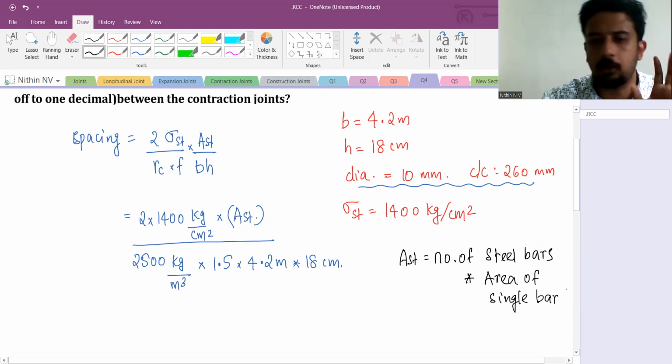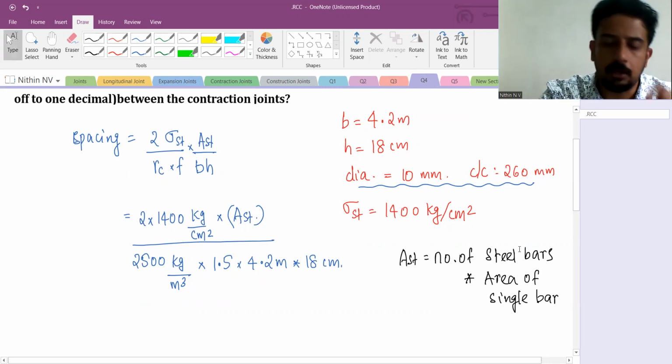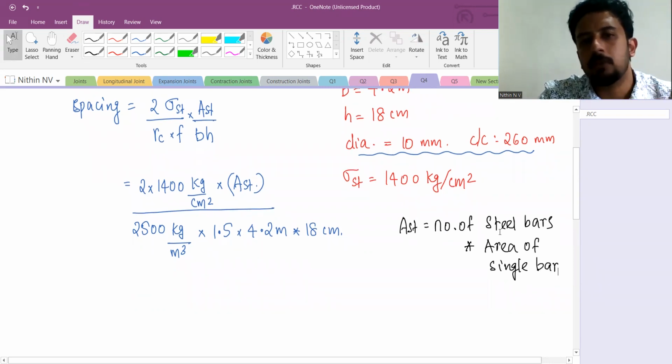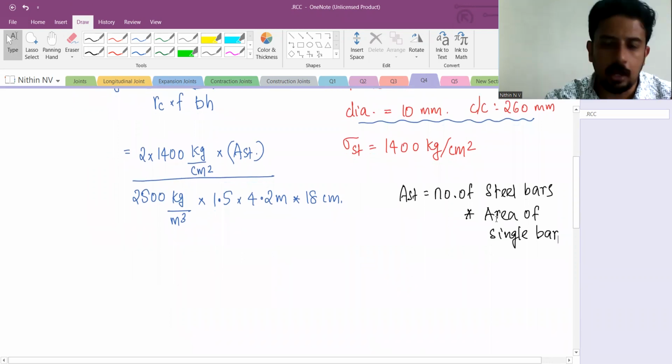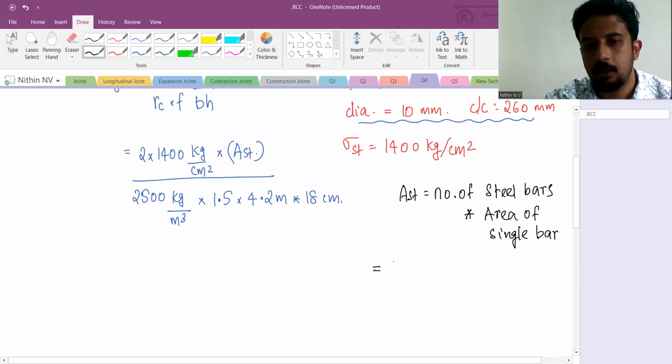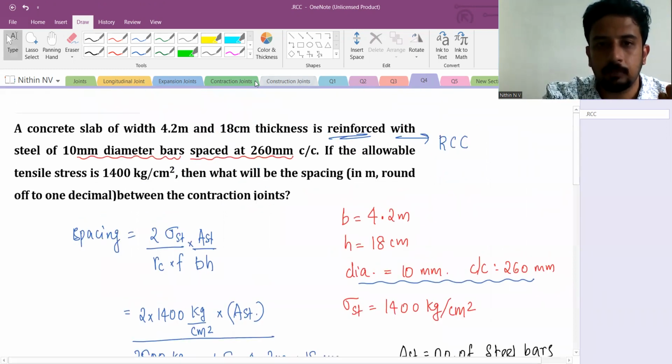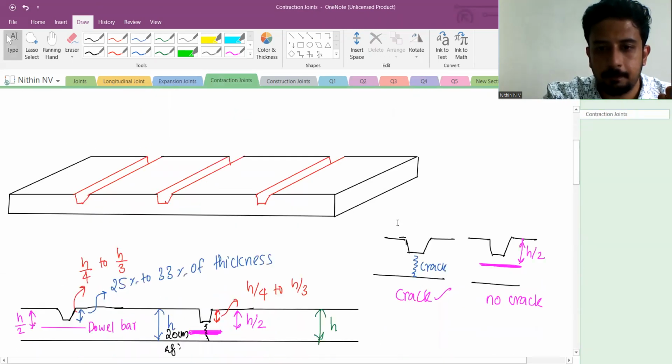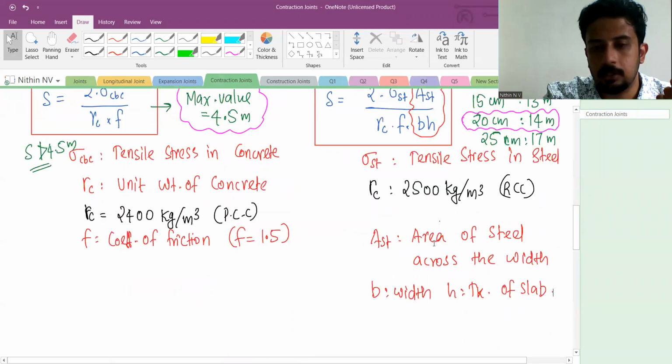But mostly they are not going to give you the number. If they are not giving the number, what to do? We are going to find the number. How to find the number of steel bars? Whatever we see across the width, like that we have written the equation now. Okay, where is it? See, look at the definition.